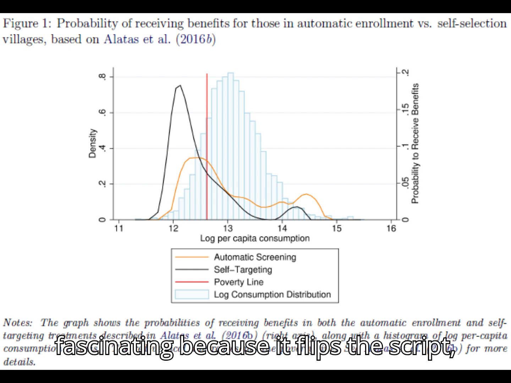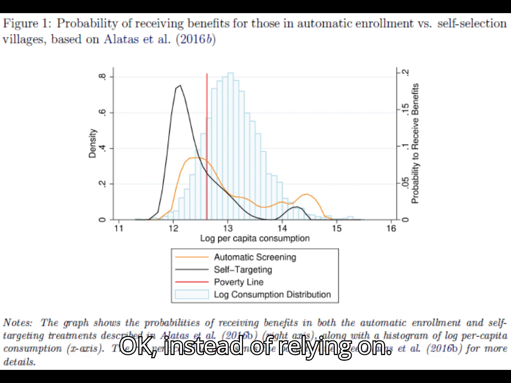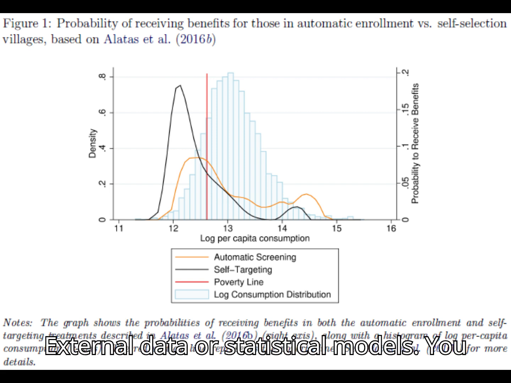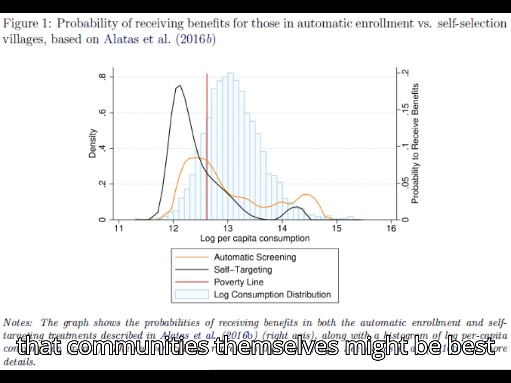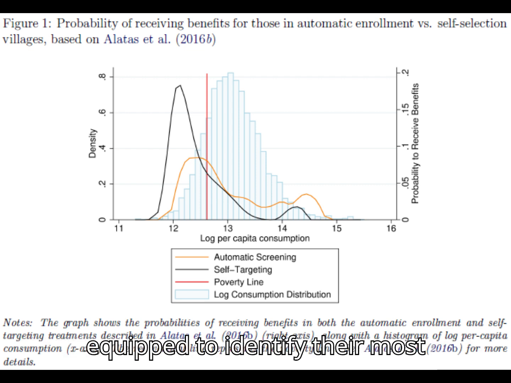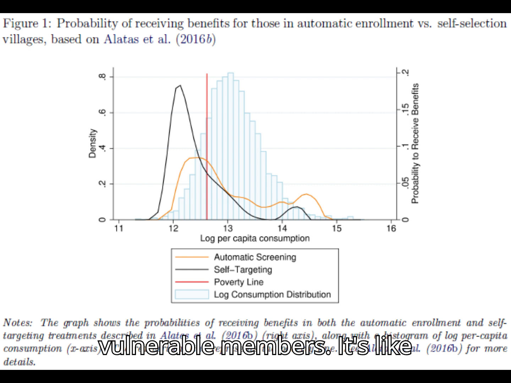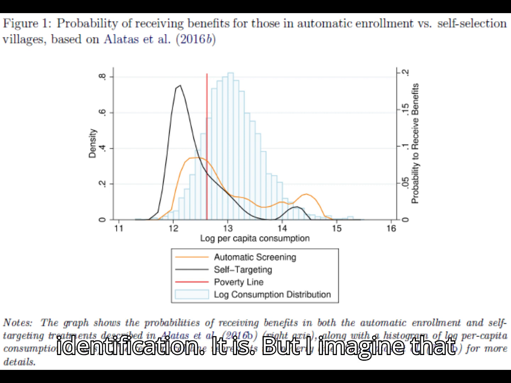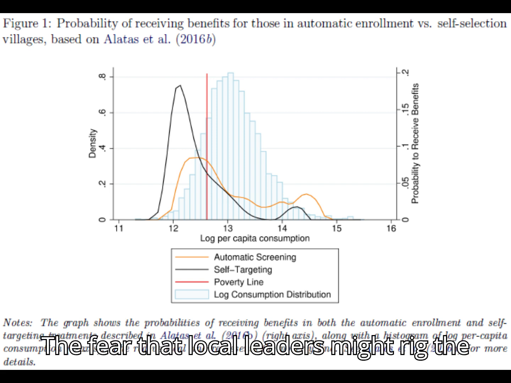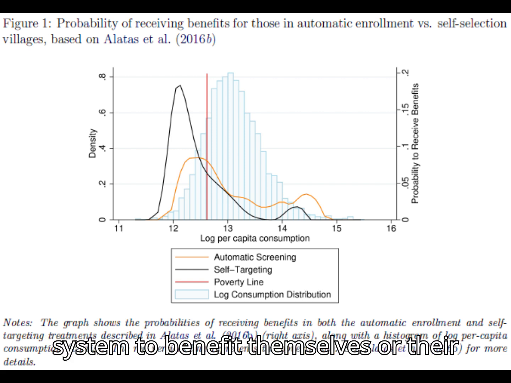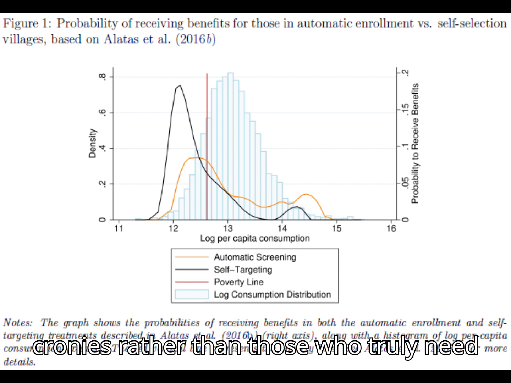This one is fascinating because it flips the script. Instead of relying on external data or statistical models, you tap into local knowledge. The idea is that communities themselves might be best equipped to identify their most vulnerable members. It's like crowdsourcing poverty identification, but I imagine that comes with its own set of risks. You're thinking of elite capture, right? Exactly. The fear that local leaders might rig the system to benefit themselves or their cronies rather than those who truly need help.